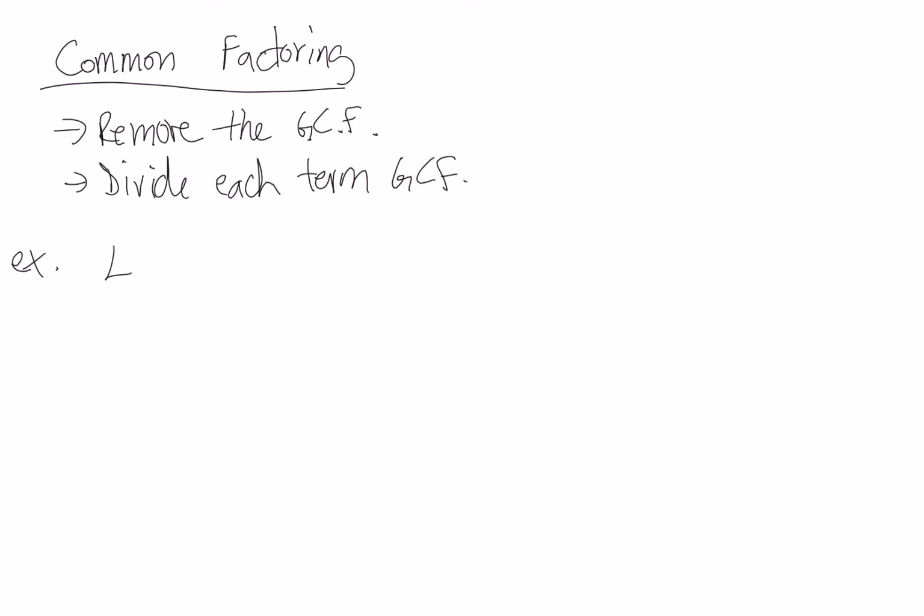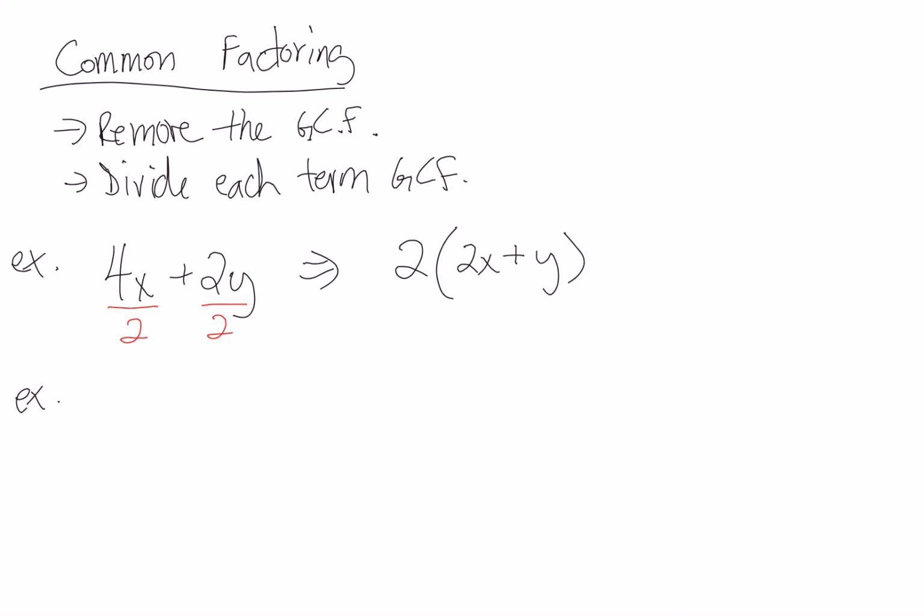So if I gave you 4x plus 2y, the GCF is 2, right? Between the numbers, 2 and 4, 2 can come out. Between the letters, we have x and y, nothing would be common. So in this case, 2 is our GCF. So basically then we just have to divide each term by 2. So 4x divided by 2 would be 2x, 2y divided by 2 will be 1y, and that would be our equation with a common factor taken out. So let's do another one.